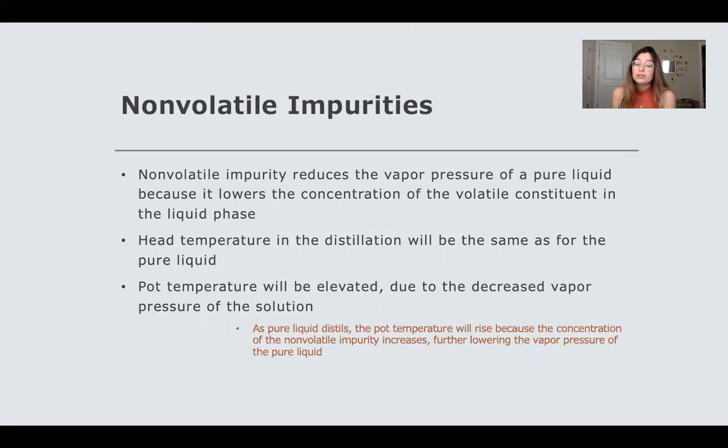As pure liquid distills, the pot temperature will rise because the concentration of the non-volatile impurity increases, further lowering the vapor pressure of the pure liquid. So like I said, from this slide, the main thing you need to know is head temperature and pot temperature, what happens to them, what happens to the pressure between both of them, and that's pretty much what you guys need to know from this slide.